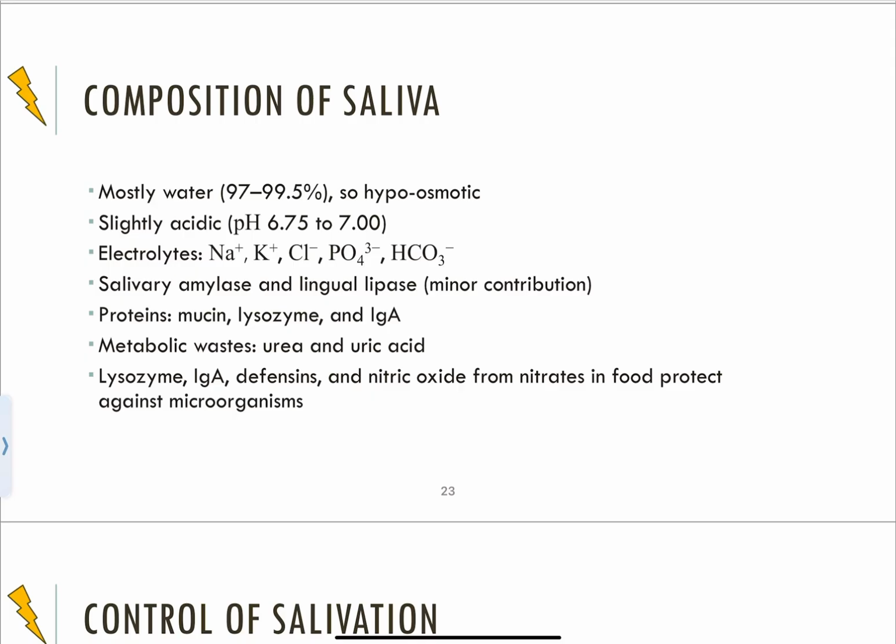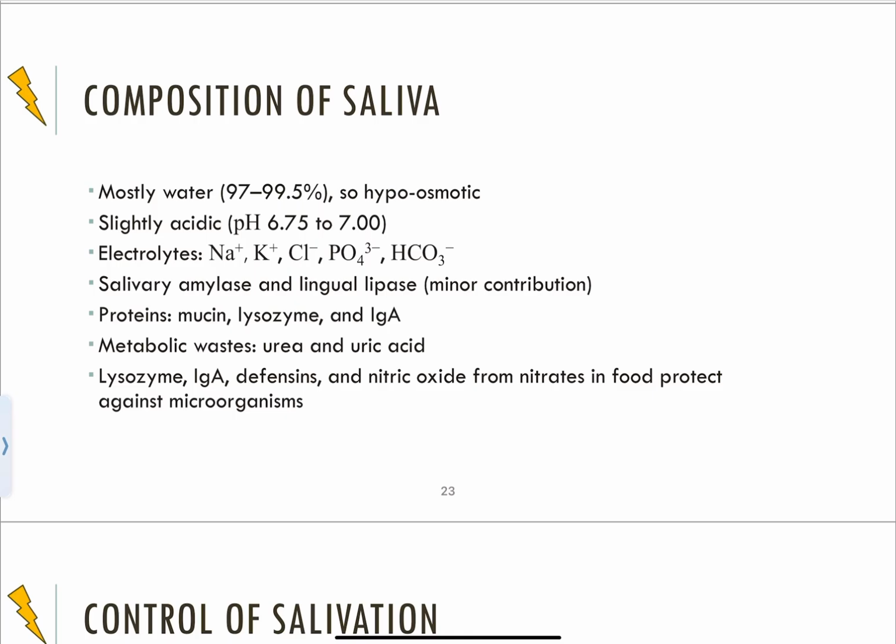Composition of saliva. The majority of saliva is water, anywhere from 97 to 99.5%. So we consider saliva to be hypoosmotic. Its osmolarity depends on which of the glands are active and the stimulus that's being initiated for salivation itself. Typically, saliva is slightly acidic, with a pH between 6.75 and 7, but the pH may vary depending on our diet. Some of the solids included in saliva would be electrolytes, which are just ions.